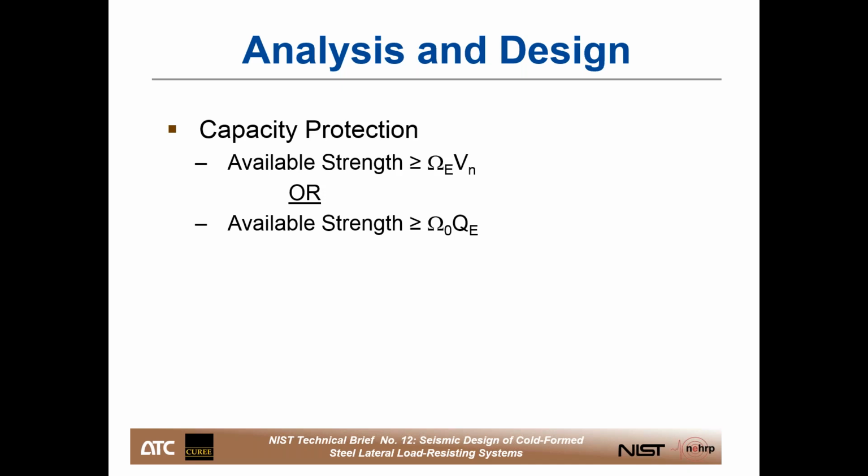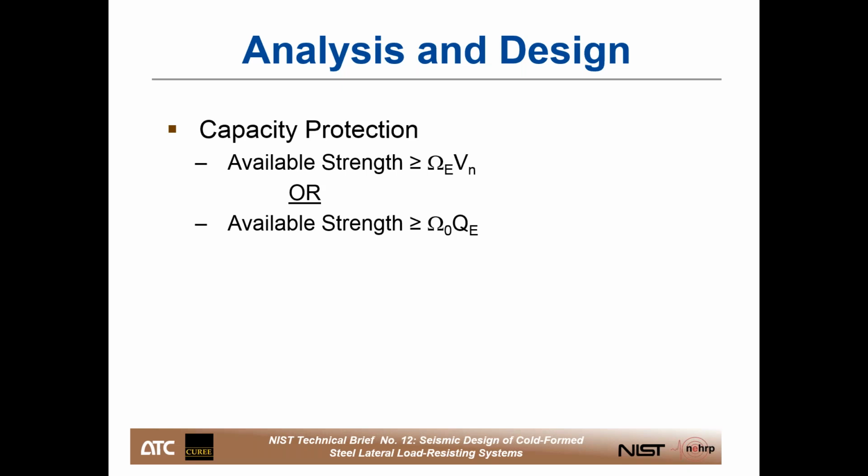So capacity protected elements have to be designed for the lesser of the expected strength of the seismic force resisting system, or the code prescribed seismic forces, including overstrength. This is one of those unusual situations in the building code where you get to calculate two force levels and take the lower of the two. And if you think about it, there's some reasonable reasons for that, right? So the available or the expected strength of the system is what used to be called the maximum force the system can deliver.